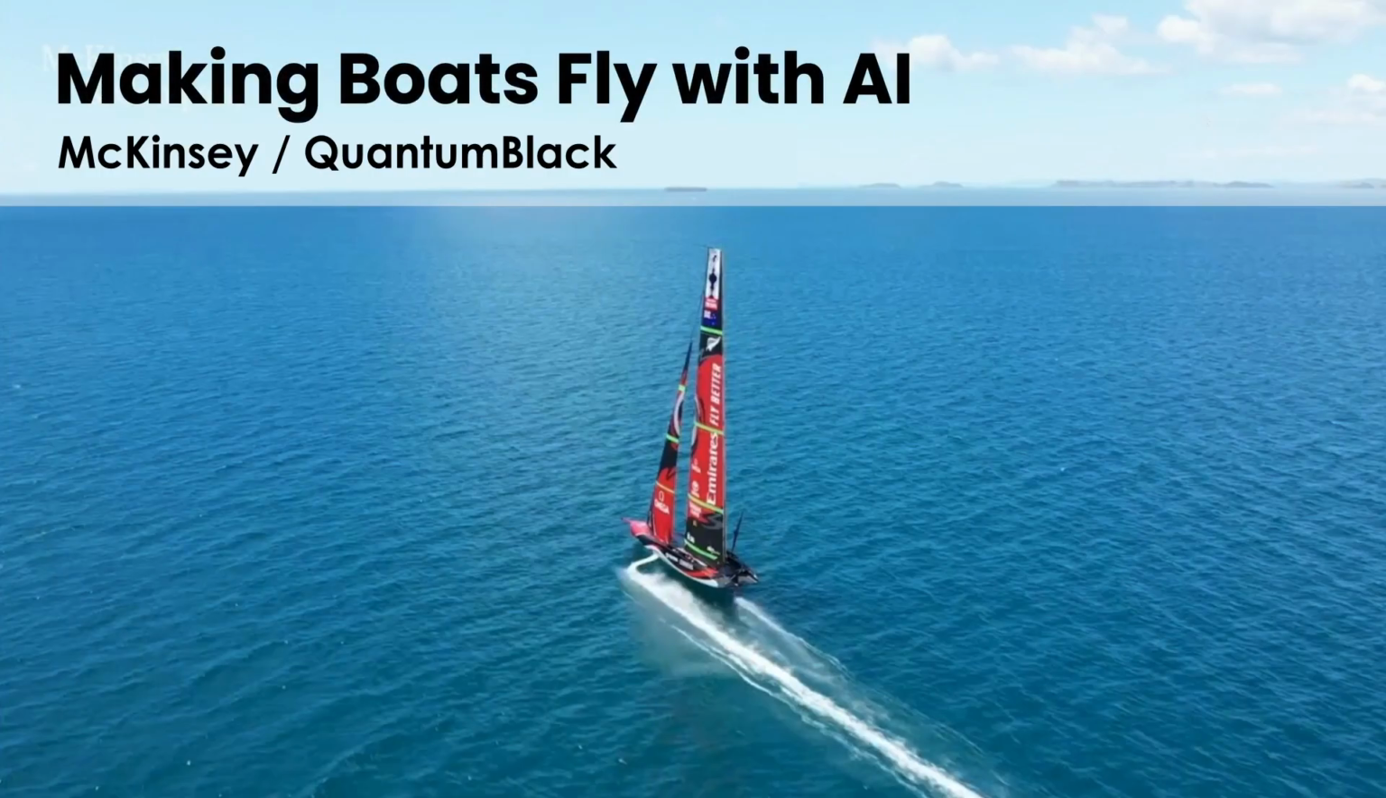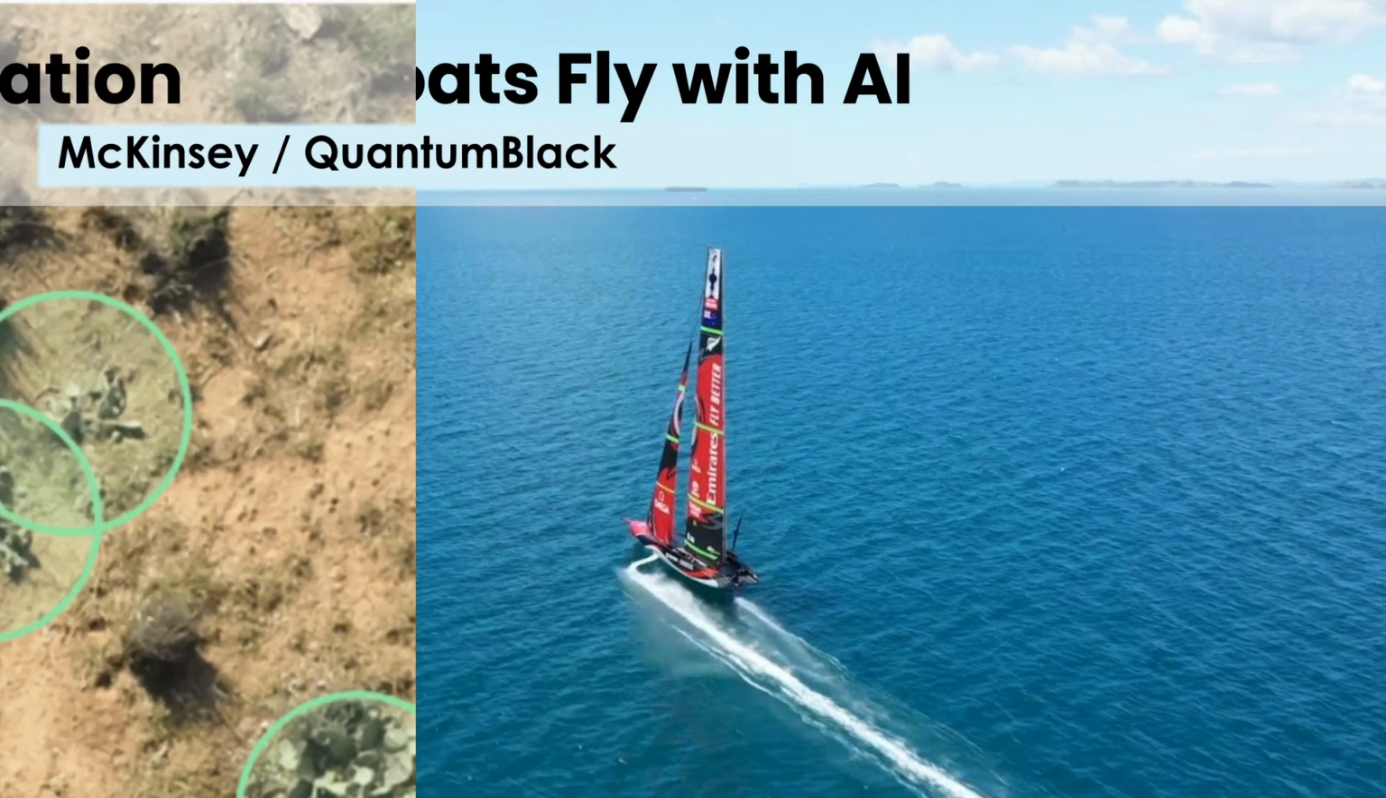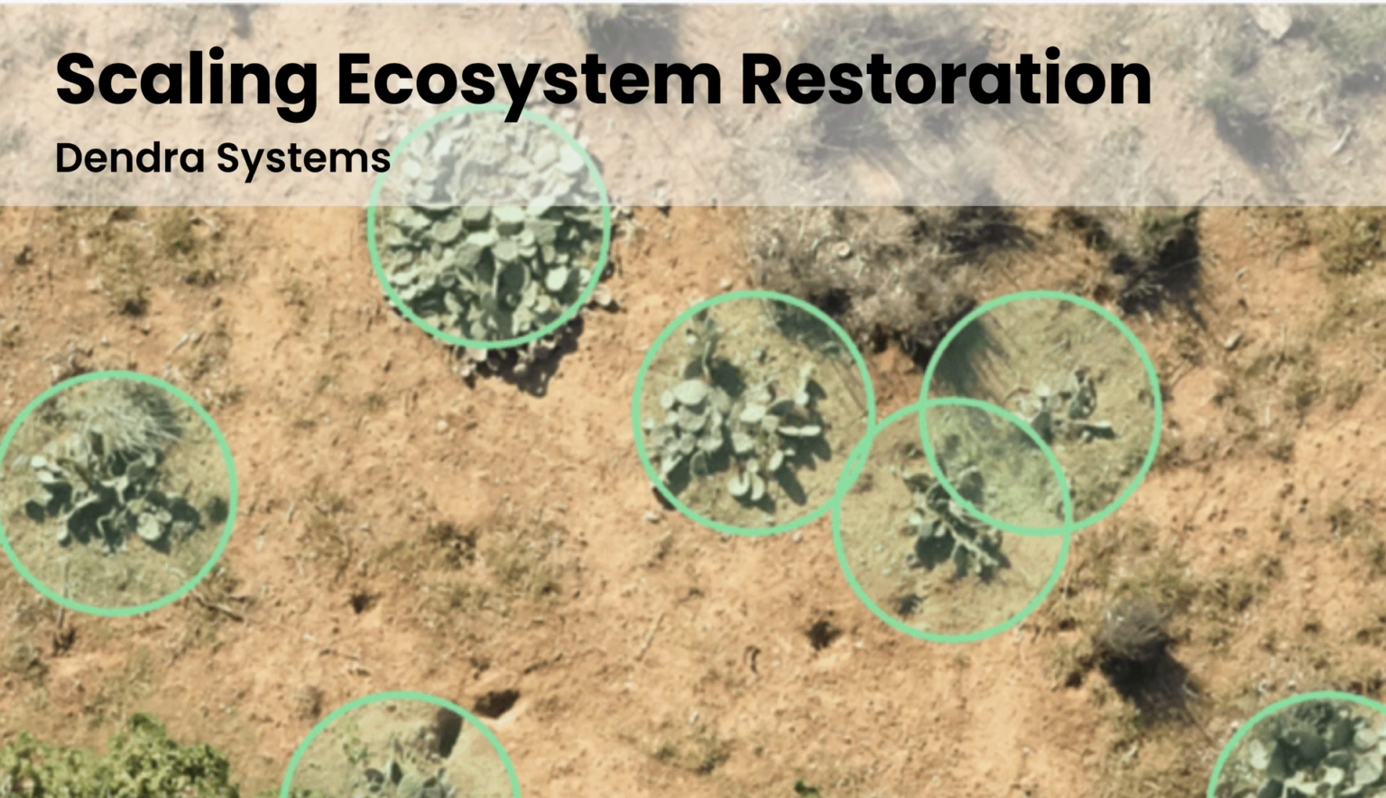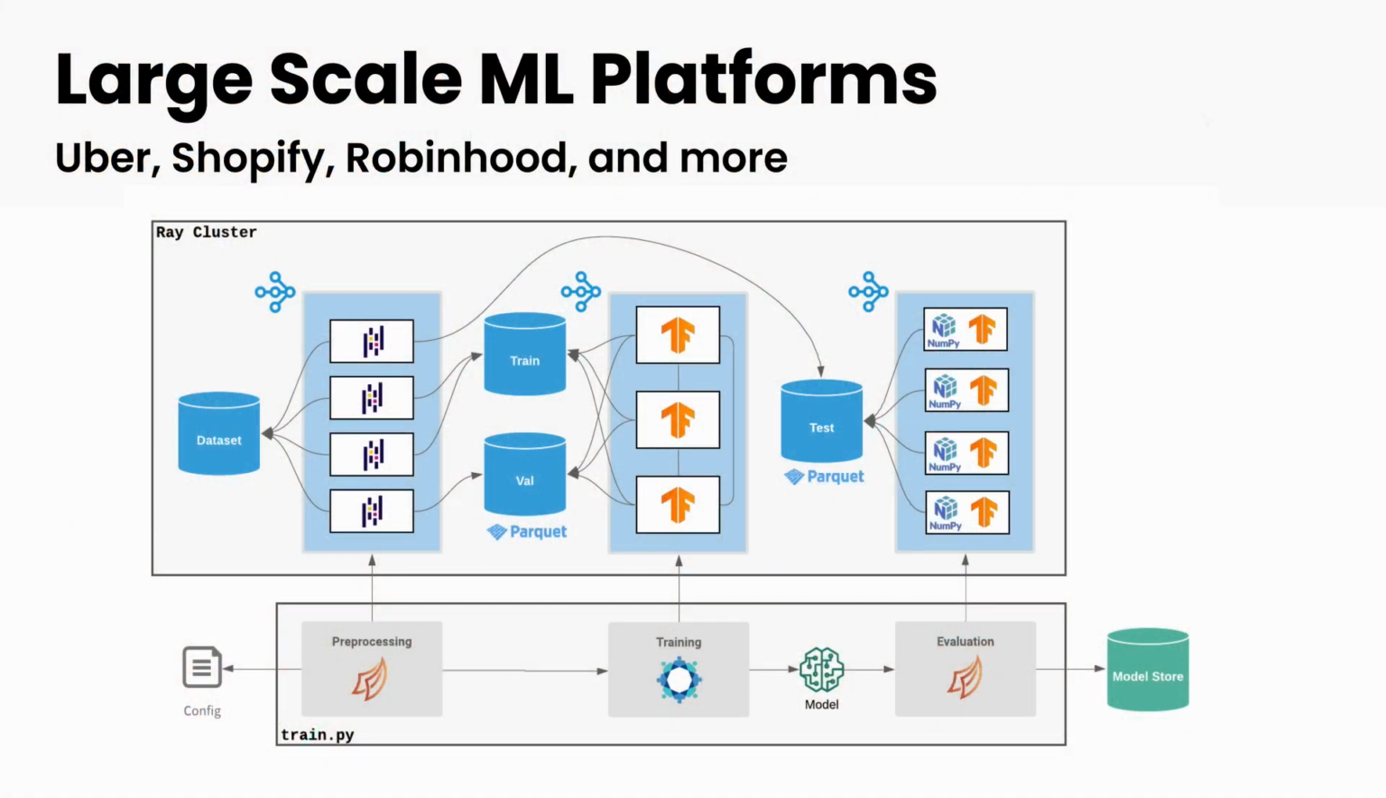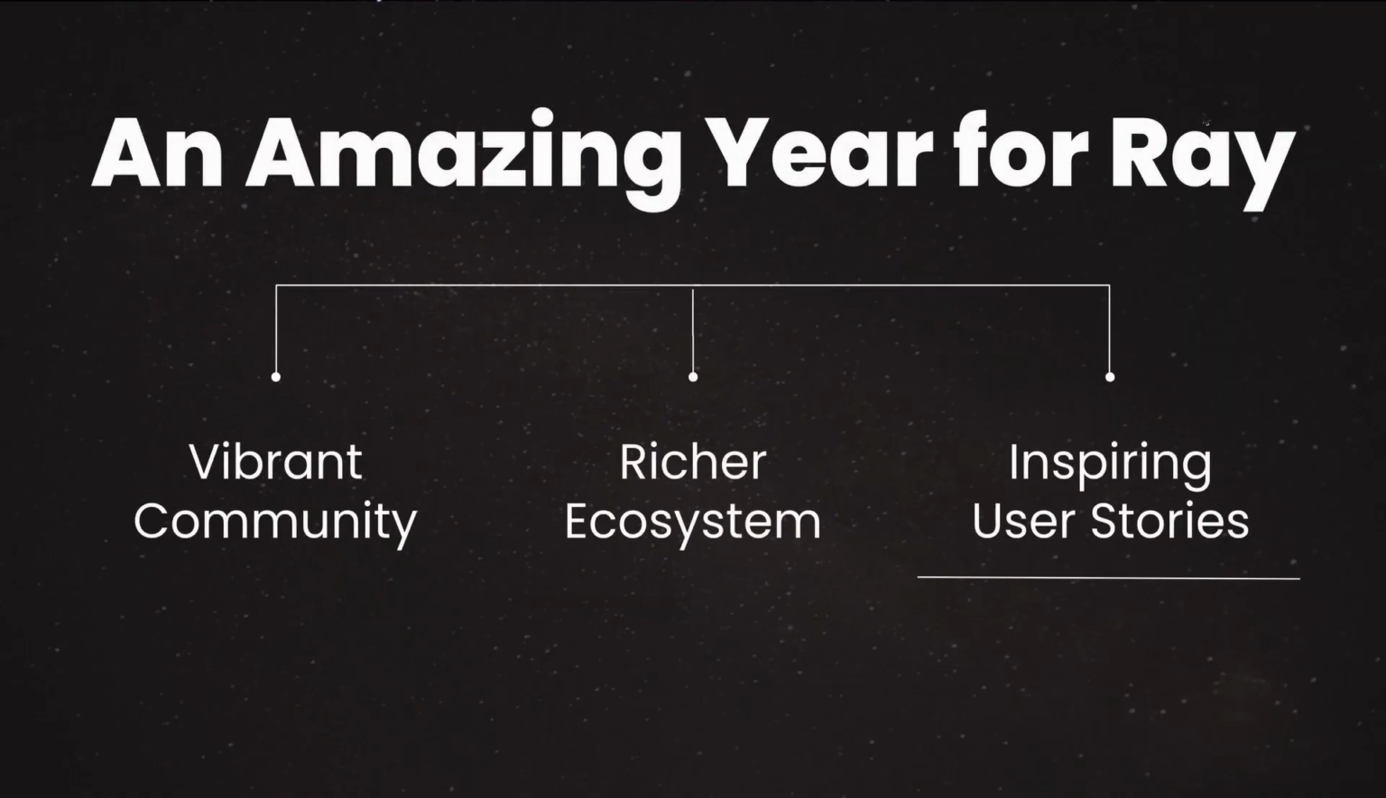Later today, you'll hear how McKinsey and Quantum Black partnered with Emirates Team New Zealand and designed the boat in this picture using Ray to do reinforcement learning. And doing that, they won the America's Cup, which is the top competition in sailing. You'll hear how Dendra is using Ray for ecosystem restoration, for providing the compute infrastructure, the training, the inference, and computer vision at a tremendous scale to plant trees. You'll hear from a panel with Uber, Shopify, and Robinhood how they're building machine learning platforms on top of Ray. And the list goes on. There are so many inspirational use cases, and that's what excites us.